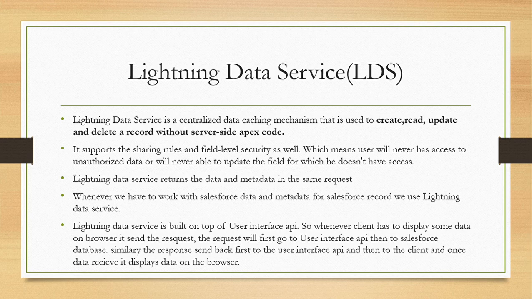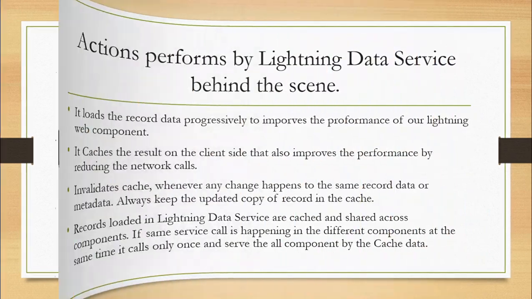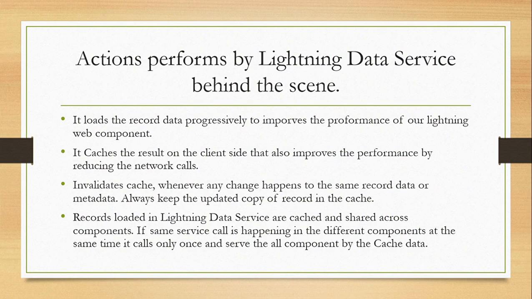So whenever the client has to display some data on a browser, it sends the request, and the request goes to the User Interface API, then to Salesforce data. Similarly, the response is sent back through the User Interface API to the client, and once data is received, it is displayed on the browser. What are the actions performed by the Lightning Data Service behind the scenes?